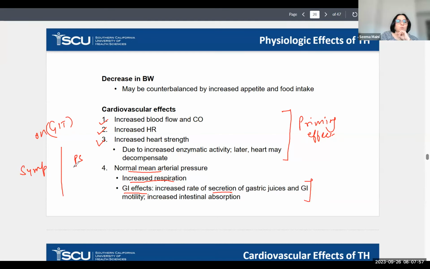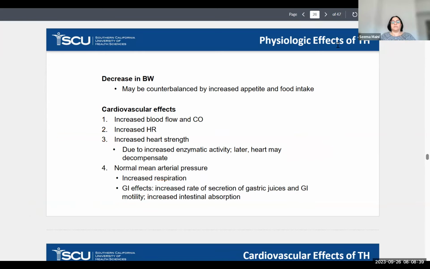So what happens when you are in a sympathetic state? What happens to your GI motility? Decreased GI motility and secretion, right? In general, the sympathetic nervous system depresses your gastrointestinal tract. The parasympathetic nervous system increases all the GI functions. So that's why I'm saying this is the direct effect of thyroid hormone. It increases GI activity. And it does not slow down motility and secretions, it increases them.